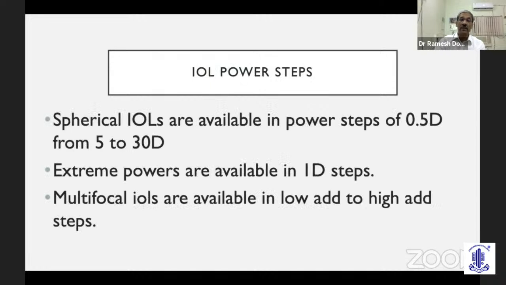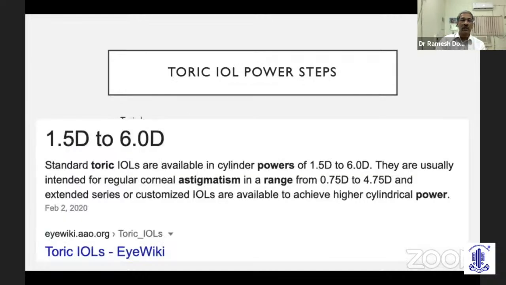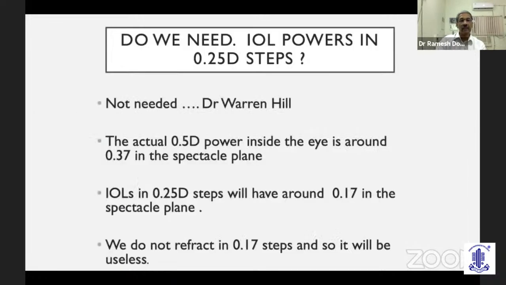The last part of my topic is on IOL power steps. We all are aware that we get the power steps in 0.5 diopters in the usual ranges, and in extreme powers, they're available in steps of 1 diopter. Toric lenses are usually available between 1.5 and 6 diopter in 0.75 steps. A small group of vocal surgeons believe that we should get intraocular lenses in 0.25 steps, and this will make our results more accurate.